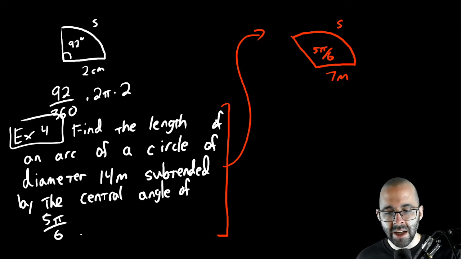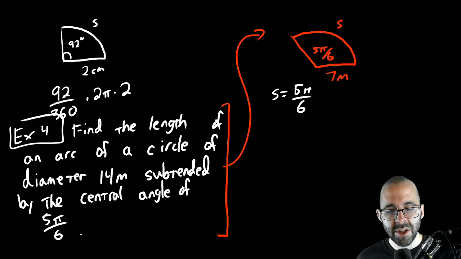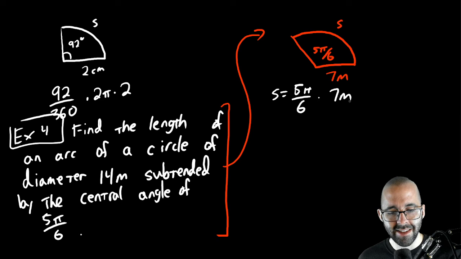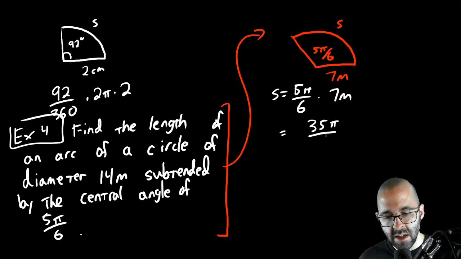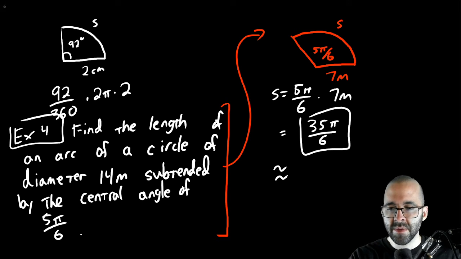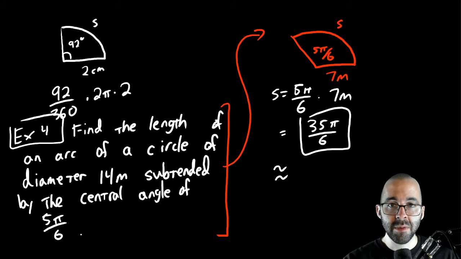Okay. So again, this S, we have 5 pi over 6 radians. How much is a radian? A radian is 7 meters of arc length. Radians times radiuses, radii. That's all you have to do. That's going to be 35 pi over 6 is the exact answer. You can also approximate right here. Get an approximate answer.